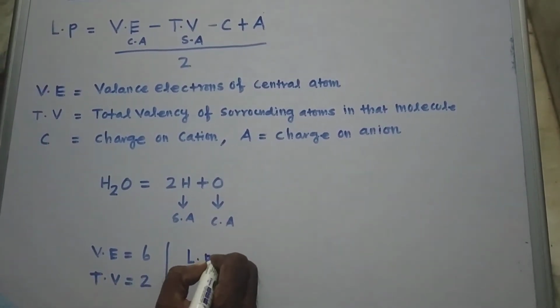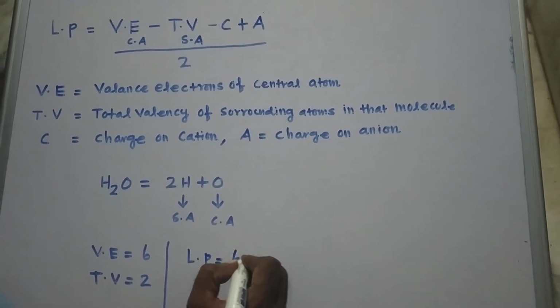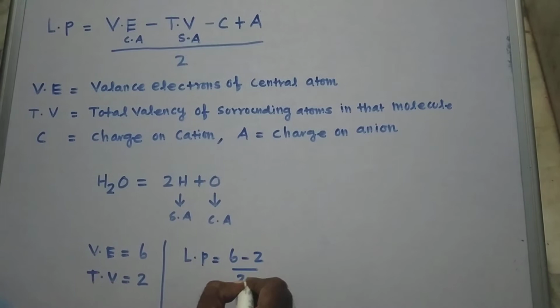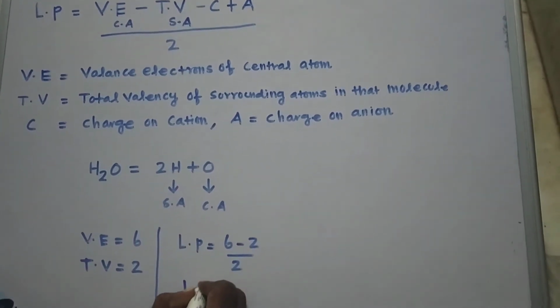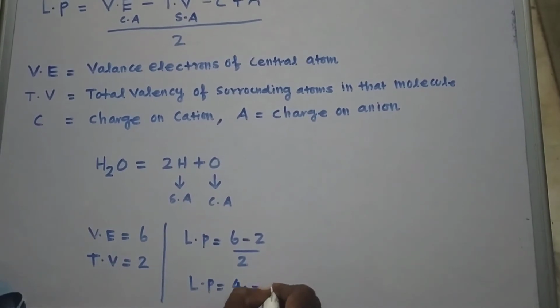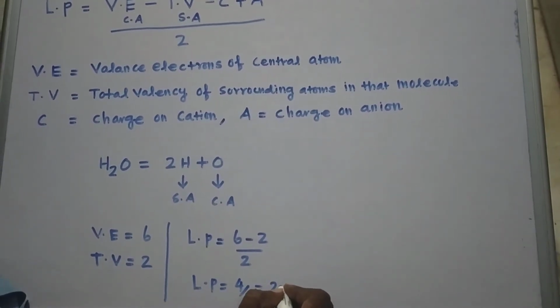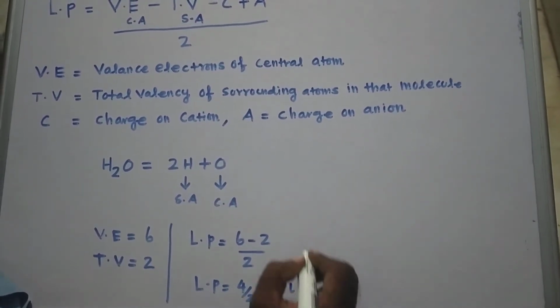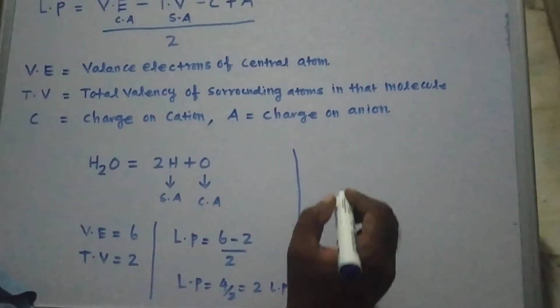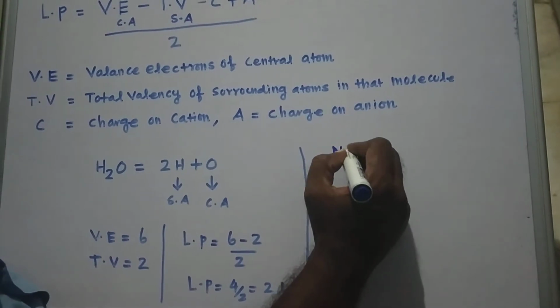LP is equal to (VE = 6 minus TV = 2) divided by 2. Then LP is equal to 4 by 2, that is equal to 2. Therefore, the water molecule contains 2 lone pairs of electrons. This is a very easy method. Now let us consider the ammonia molecule NH3.